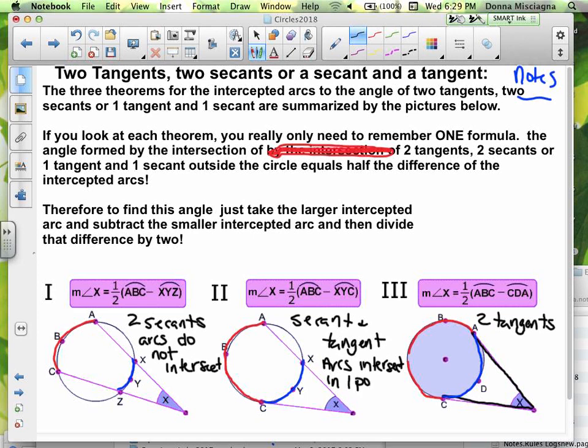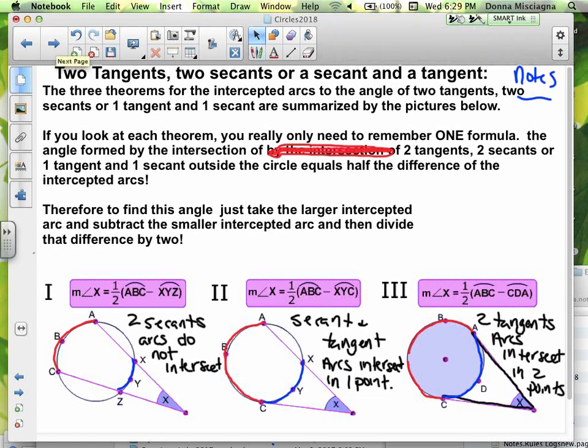And you should add this to your notes. If we look at the two tangents, the arcs intersect in 2 points. So what does that mean in terms of us solving? Well, nothing different in terms of setting up the equation.